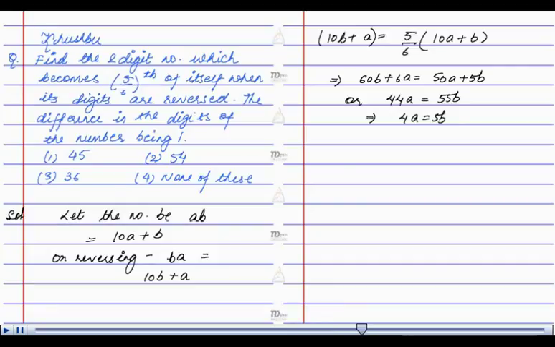The second condition that has been given is that the difference in the digits is 1, that is A minus B is equal to 1. On solving both the equations, that is 4A is equal to 5B and A minus B is equal to 1, we get A as 5 and B as 4. So the required number is 54 and hence the correct answer is option number 2.